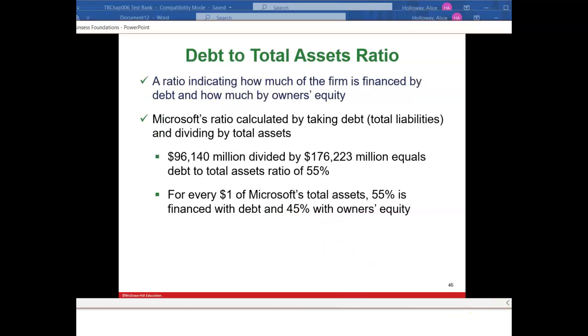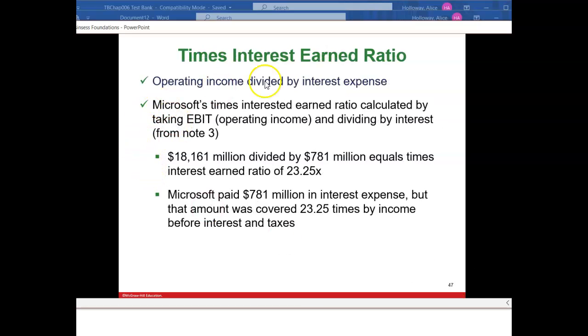There's another conversational point here that I wanted to address: the debt to total asset ratio. It's a ratio indicating how much of the firm is financed by debt and how much is by owner's equity. Remember I mentioned owner's equity is how much money the owner has put in. Debt is how much they finance to be able to get that money into the company. The time interest earned ratio is operating income divided by expenses. It also has another example of Microsoft, a really great company that shows you these ratios are real money, real opportunities to know what's happening in the company internally.